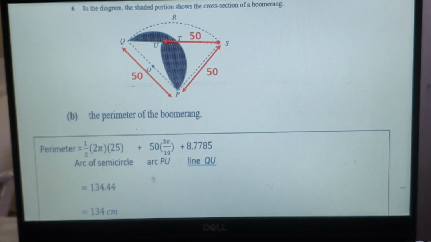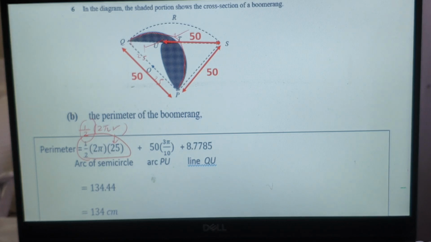Okay, how do you find the perimeter? Perimeter, right? This part here. Semicircle, right? Semicircle, so half. A circle is 2 pi r, right? R is 25. Just now we mentioned already. And because you only want a semicircle, so it's half, so this part is done already. This part QU we found just now. Found already. This one found already.